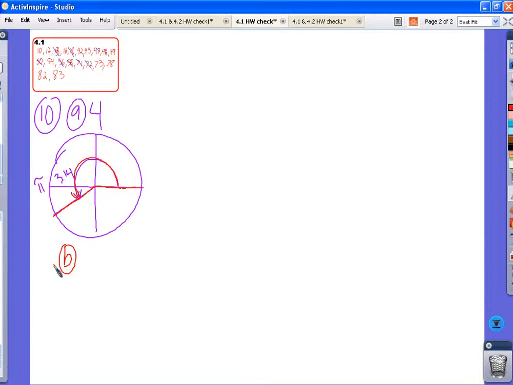Part B, we're going to do -3. Well, we're going to start here. We're going to go this way. And we're going to go how far? A little bit before halfway, because halfway is 3.14, pi. So almost halfway, not all the way, just a little bit off. There you go, there's -3 radians.